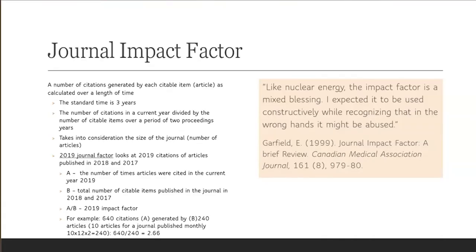So the 2019 journal impact factor would look at the citations, so what is cited in 2019, based on those articles that were published in 2018 and 2017. So the number of times articles were cited in the current year over the total number of citable items published in the journal in 2018 and 2017. So if you have 640 citations generated by 240 articles, because if 10 articles are published a month, 10 articles times 12 months times 2 years is 240, 640 over 240 is 2.66. So that journal's impact factor is 2.66.